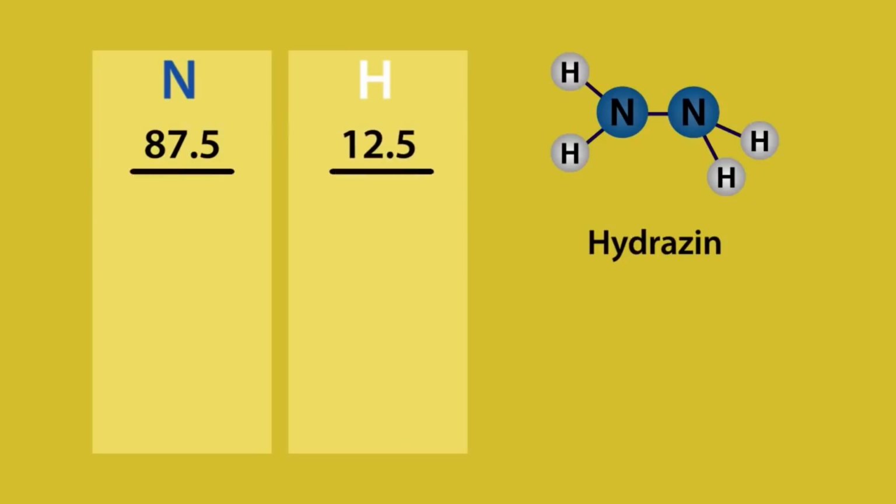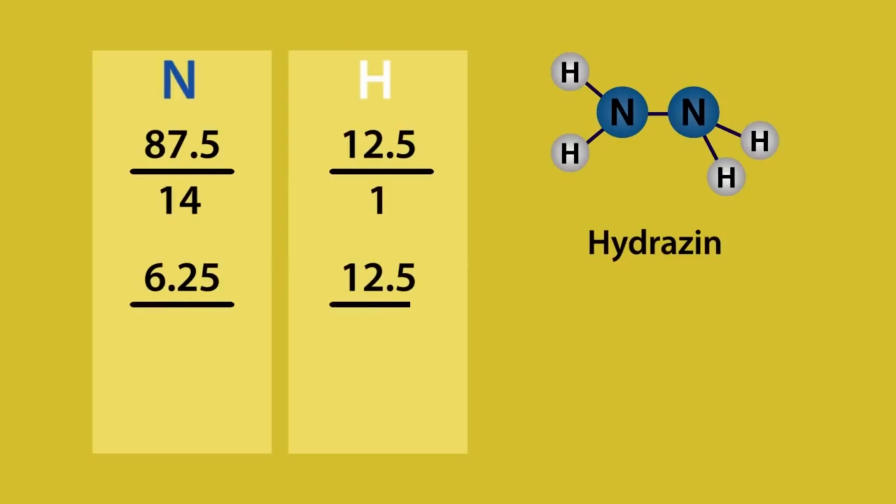We then divide these percentages by the relative atomic mass of each element. So that's 14 for nitrogen and 1 for hydrogen. Doing this calculation gives us 6.25 for nitrogen and 12.5 for hydrogen.